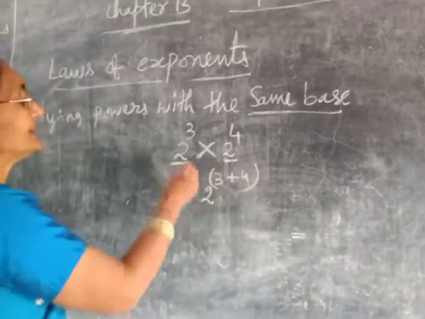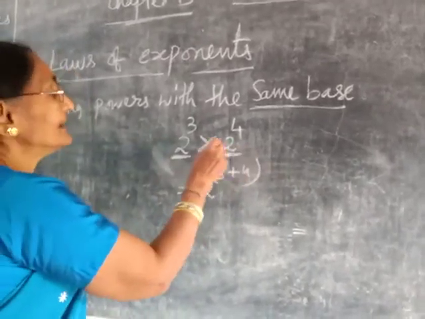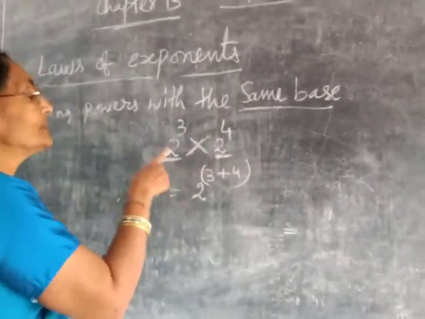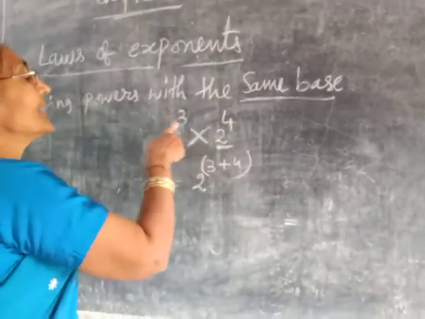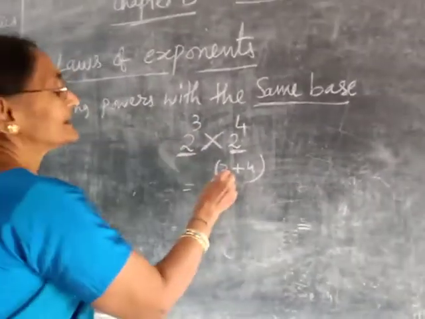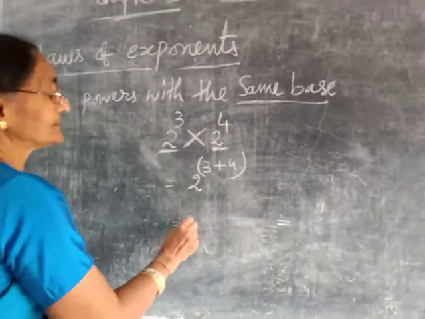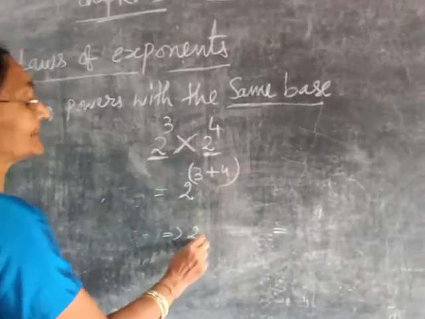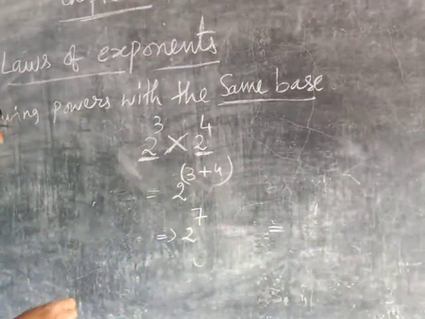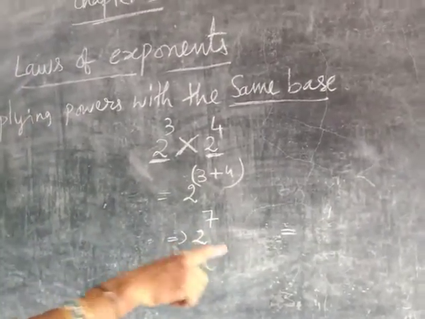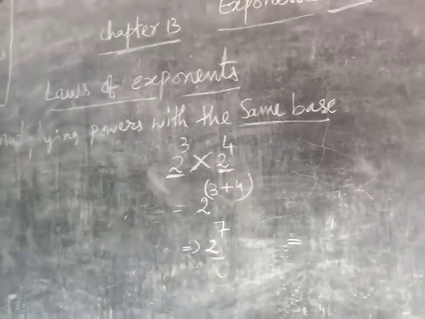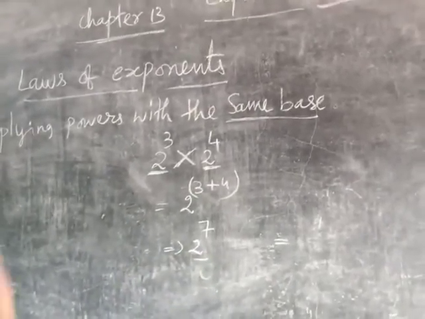Do you understand? The base is equal, and between the bases multiplication is there. Then what will you do? You write the base only once and add the powers. Then how much will come? 3 plus 4, that is 7. So 2 to the power 7. Its meaning is 2 multiplied 7 times. This is the formula for multiplying powers with the same base.